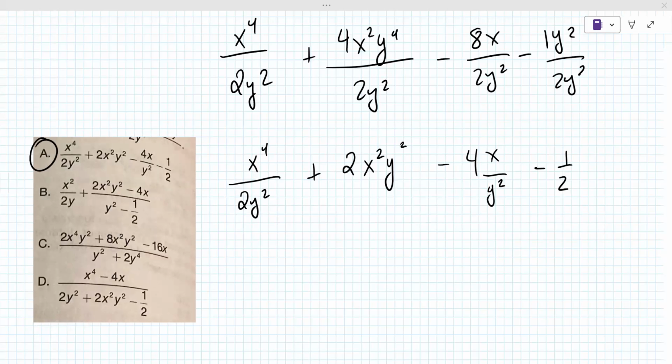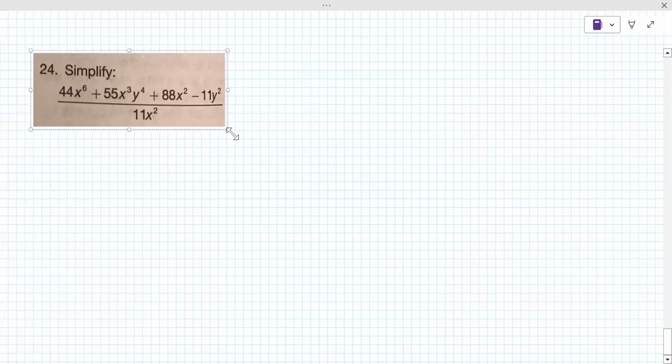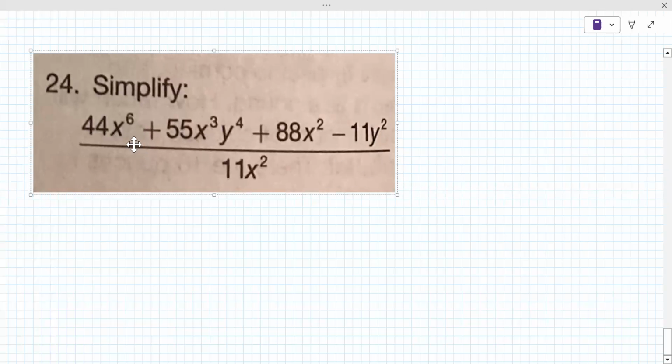Okay, we're going to look at part of 24, the first part, and I'll ask you to do this first stuff here in 24. I want you to do like we've been doing, divide each of these by 11x squared. And let me know what you come up with, and then we'll do the rest of the problem.